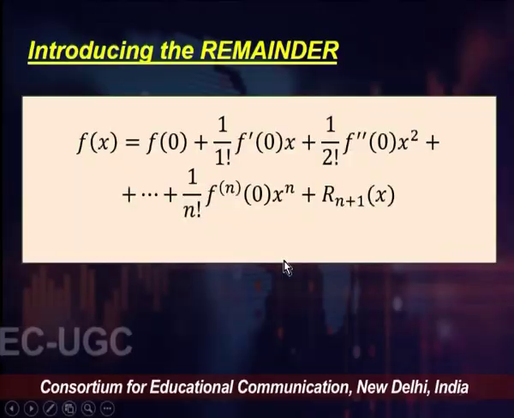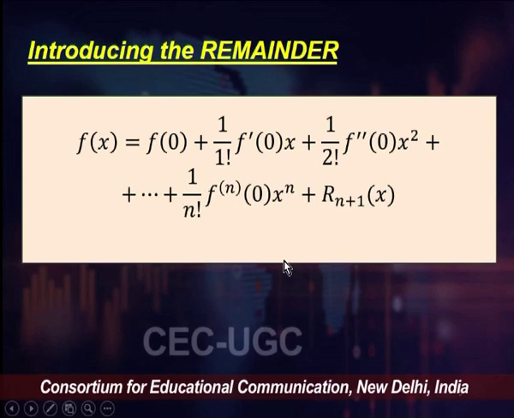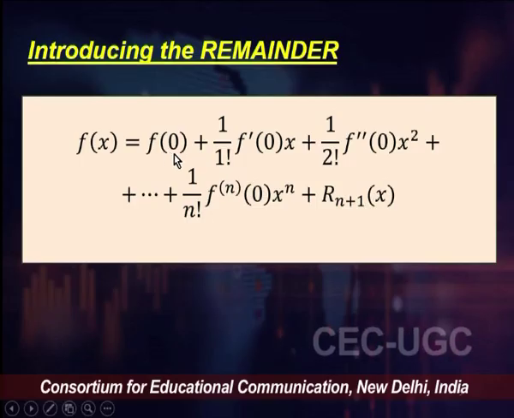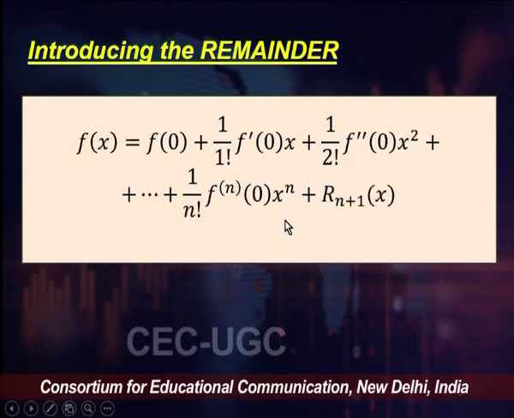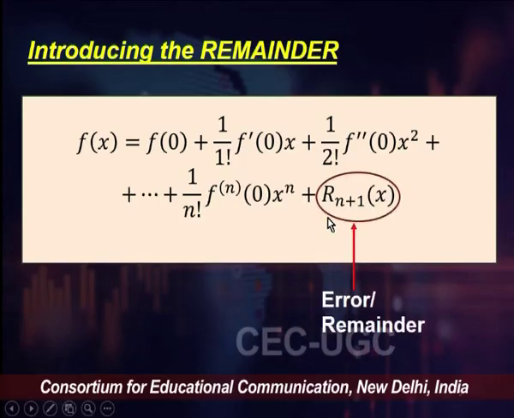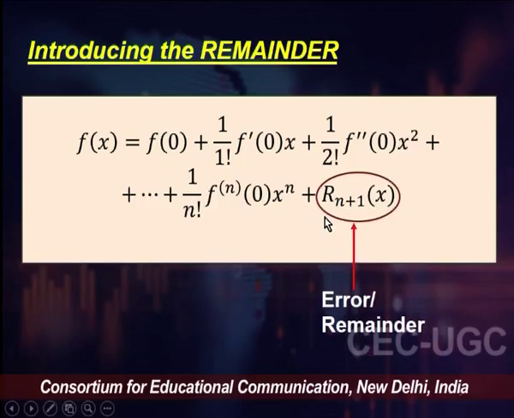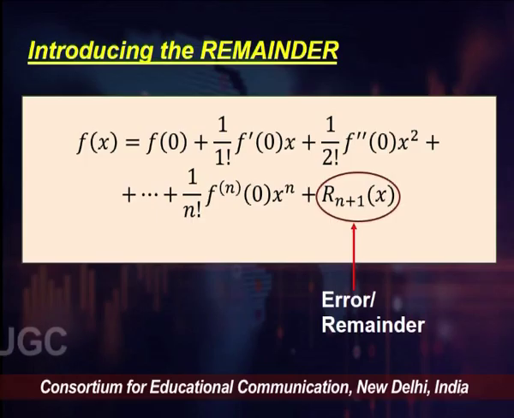So, in particular, to incorporate this error, we can write the function f of x exactly equal to the polynomial approximation, which starts from this expression here, f of 0 plus f prime at 0 times x plus 1 by 2 factorial f double prime at 0 times x squared, and so on till 1 by n factorial, the nth derivative at 0 times x to the power n. And now if you notice here, I have introduced the error that I have made, or what we call here the remainder term.